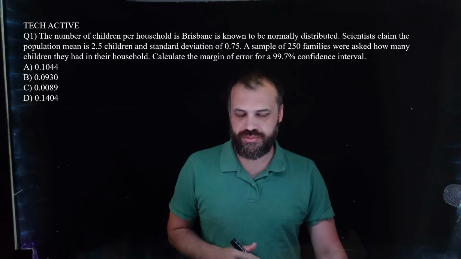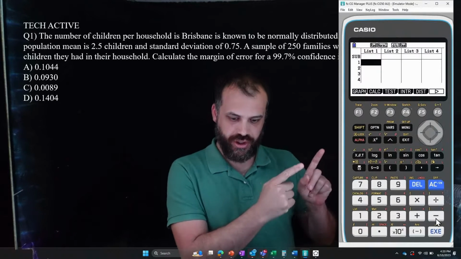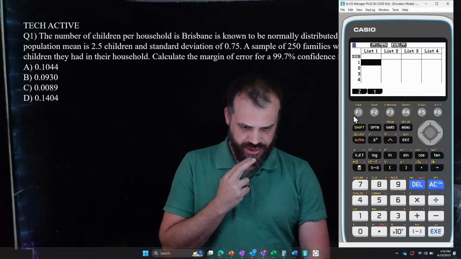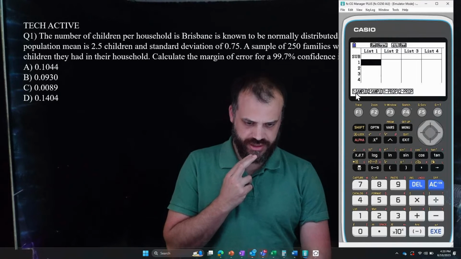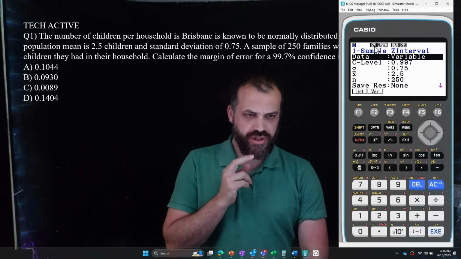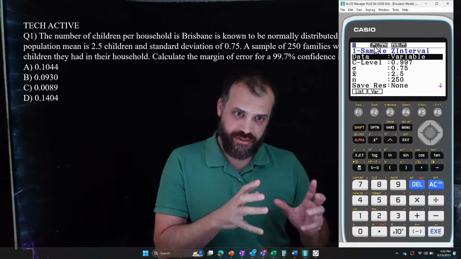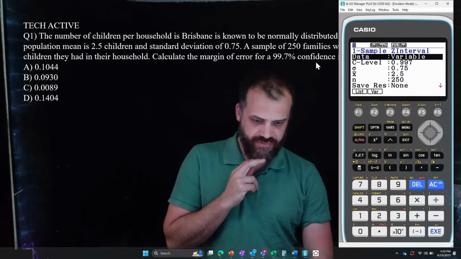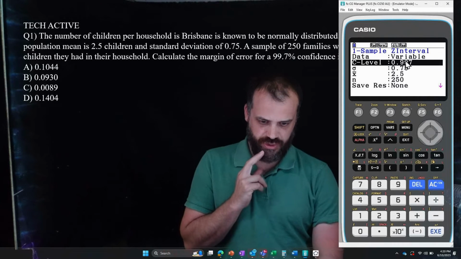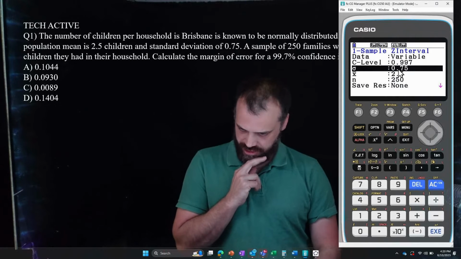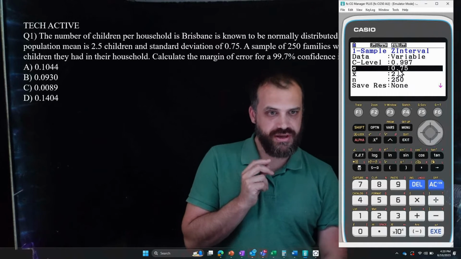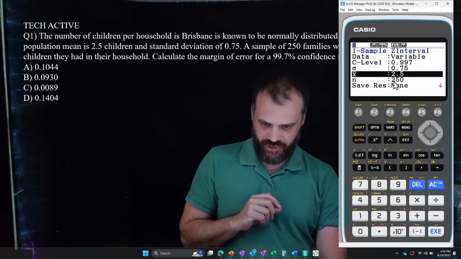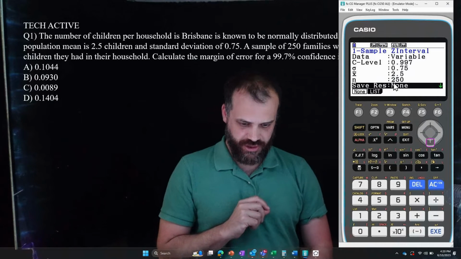Alright, so I'm going to use my calculator for this one right here. I'm in statistics mode and I'm going to intervals, Z, and one sample. Now I think I've already put in my information here because I've been here before. Now we're looking at a 99.7% confidence interval, so that's what I've put in there. A standard deviation of 0.75 and a population mean of 2.5 and a sample size of 250.